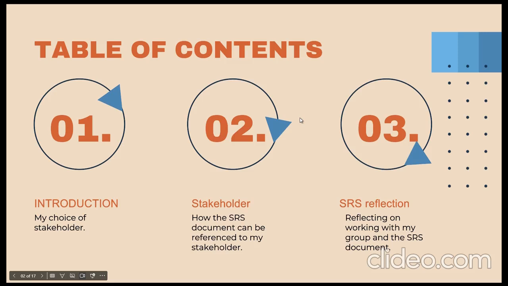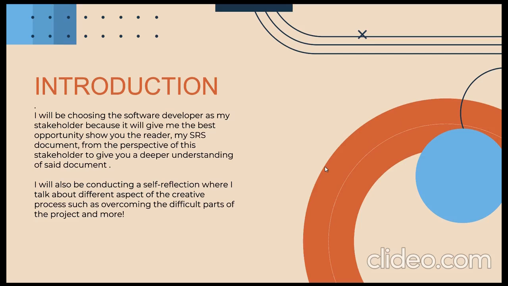Here's my table of contents, my introduction where I choose my stakeholder, and then I talk about how the SRS document can be referenced to my stakeholder, and then I reflect on working with my group and the SRS document. Here's my introduction. I basically just chose the software developer as my stakeholder, and I go into the reasons why, and I also let you know that I'll be doing a self-reflection later on.